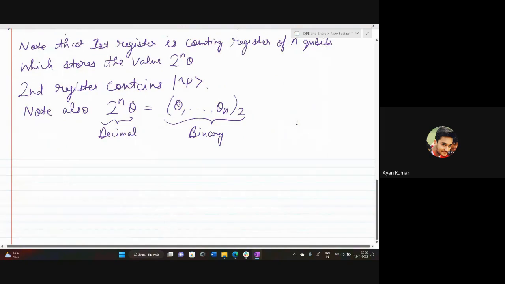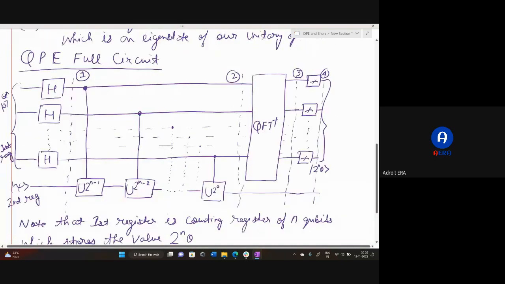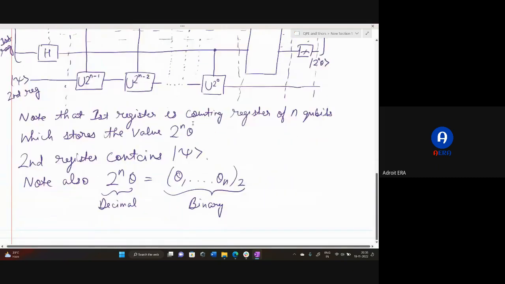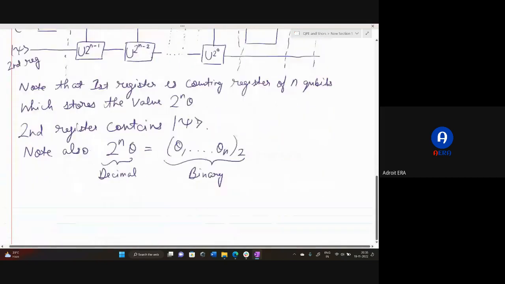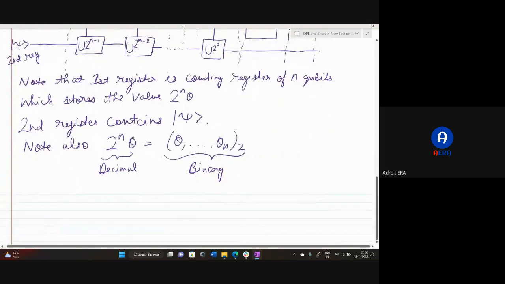Will you be showing the code for this, like how to convert the normal eigenstate into that psi one? Tomorrow we are going to see the code for this. Today is a theory lecture. Tomorrow we are going to see the code for QPE. The code is also very similar to QFT, which you learned last week. Okay, so let us proceed.